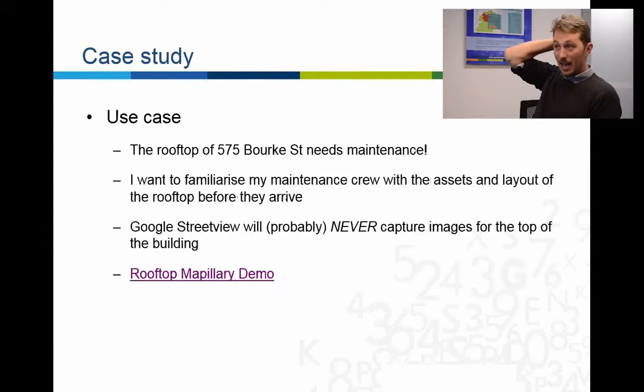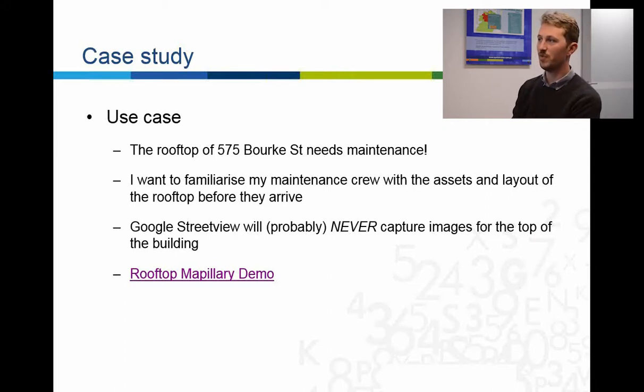So in this case study, the use case is that our building needs some maintenance, and I am, say, a maintenance organizer. Maybe I work for the building, maybe I work for a third-party company, but what I want is my crew to be able to go and see the site before they get there. I want them to do an assessment of all the assets. I want them to know where they're going. I want them to be aware of safety hazards, all this sort of thing, before they even arrive. Obviously, I can't do that with Google Street View. They don't take photos of people's rooftops. But I don't have that restriction as a user of Mapillary, and I can take photos of whatever I want.